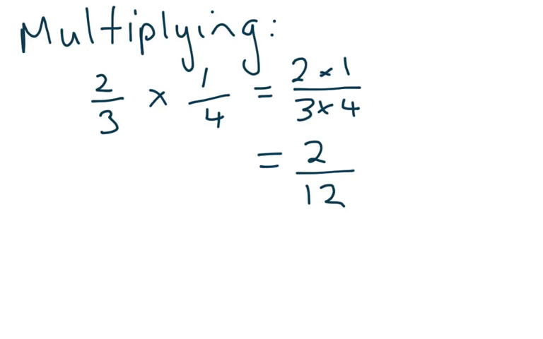Now we make sure we check whether we can simplify or not, and we can. 2 goes into both of these things. 2 goes into 2 once, and 2 goes into 12 6 times.